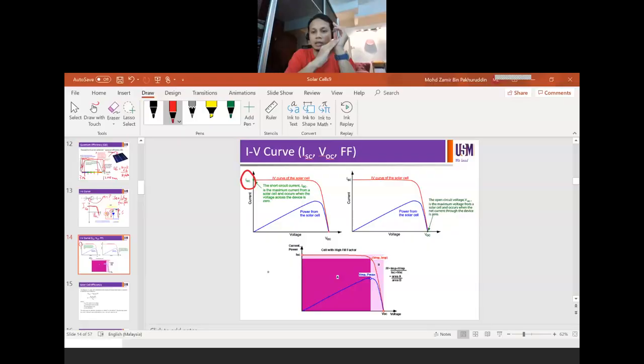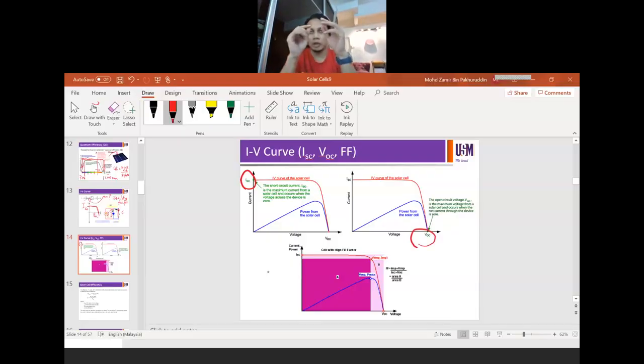Okay, so on the other hand, VOC there, VOC on the x-axis intersection. So the VOC is the maximum voltage from a solar cell, and it occurs when the net current through the device is 0.